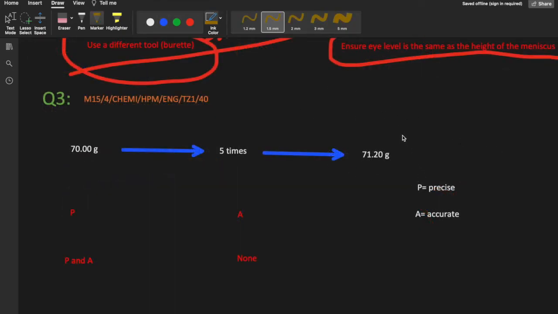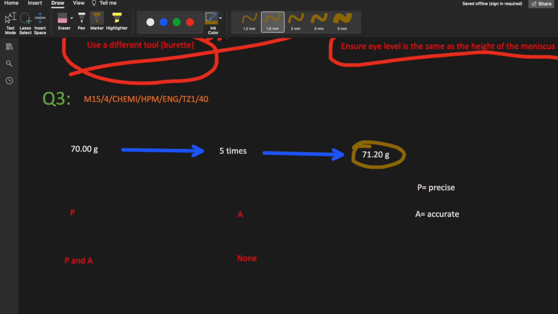So question number 3 is also a multiple choice question, so we have 4 options. First of all, P in the options stands for precise and A stands for accurate. So the question we are given says that a student weighs a standard 70.00 gram mass 5 times on the same balance. Each time he gets 71.20 grams. And then the question wants us to choose whether these values are precise, accurate, both, or not precise and not accurate, so none.